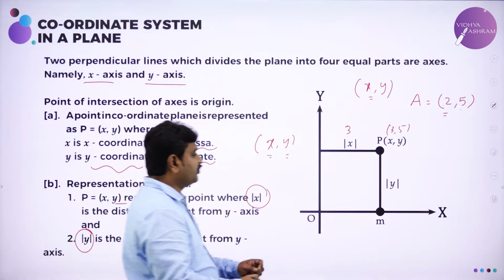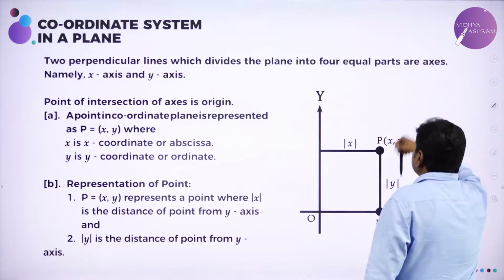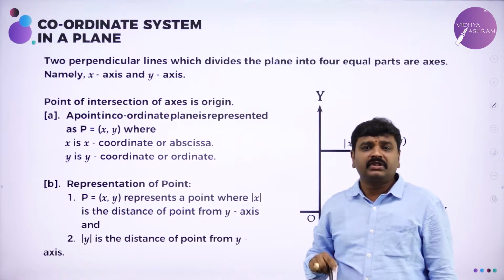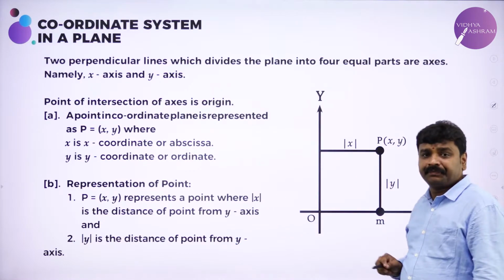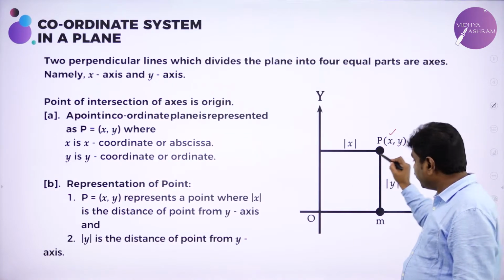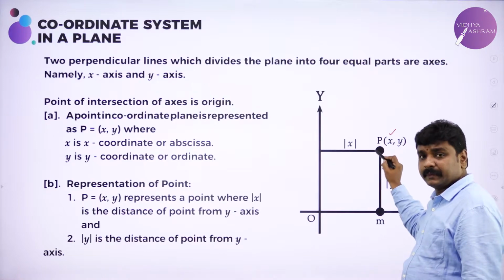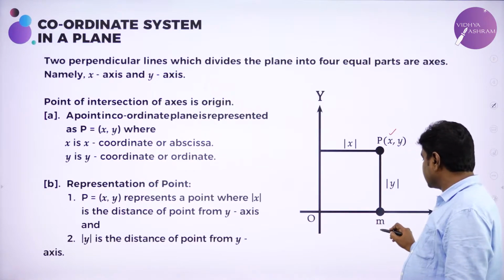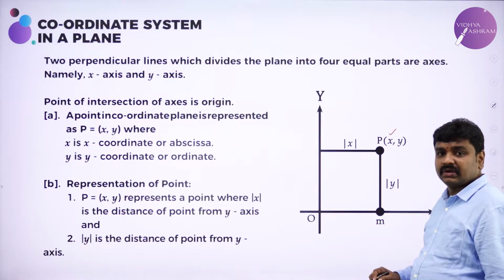Now I will take some examples. I have taken a point here. What is the point I have taken? X comma y. Here what is x? The distance of the point from the y axis. This is x. So on the x axis, this is x.